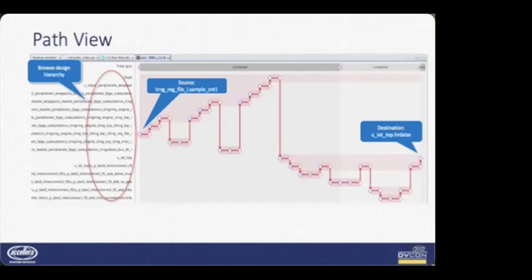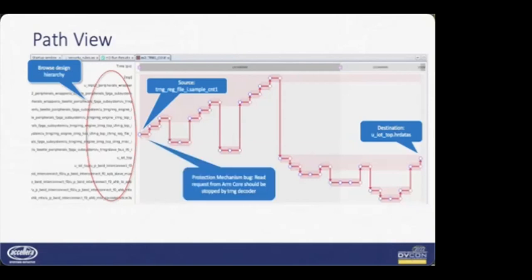In this case, you can see that the source here is the sample count register, which was the source of the rule, while the destination that the information is not supposed to flow through to is the HRDATA bus. And we can clearly see the path that the information took through the hierarchy of the design and the time through various nodes in the design. If you take the mouse button and click on any of the nodes shown in this design, it will show you the name of a node.